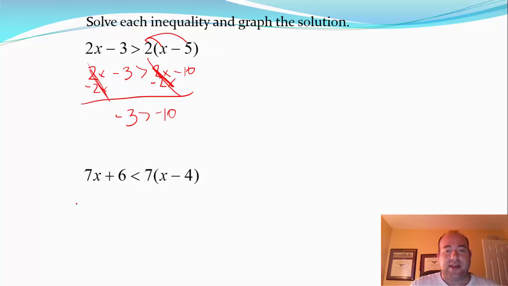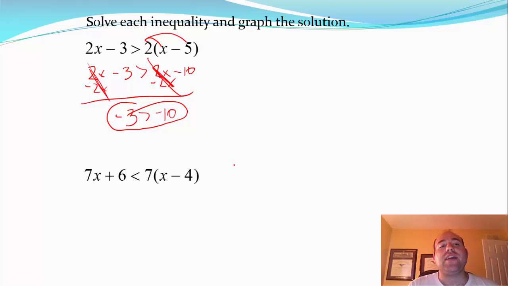And I sit and I think, negative 3 is greater than negative 10. We saw this when we had equations too, remember? The letters would cancel out, and then we had to ask ourselves, does this statement that we're left with make sense? Is it true or is it false?